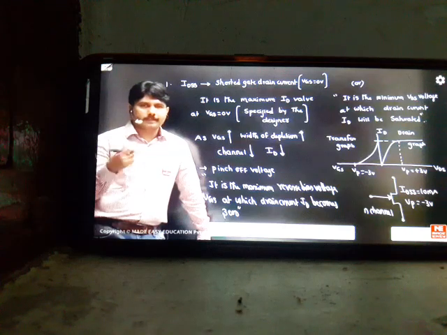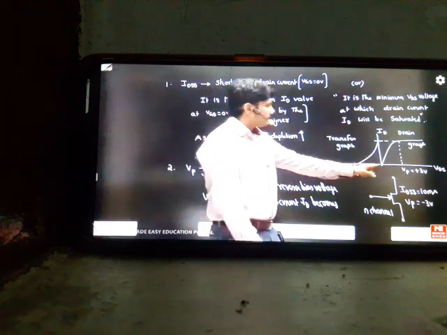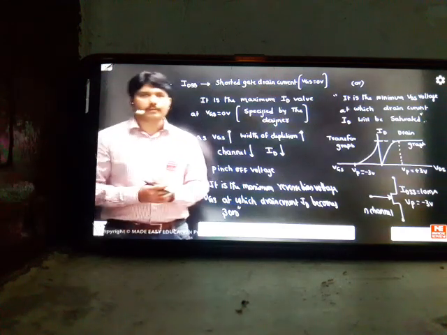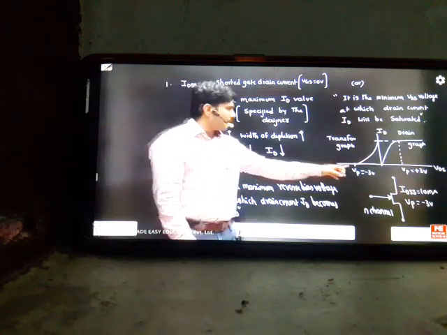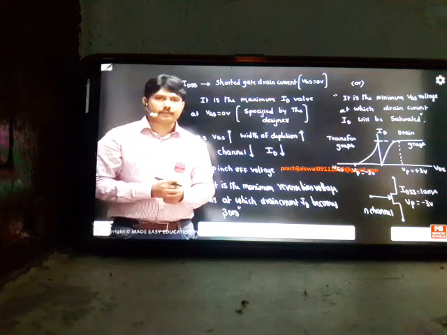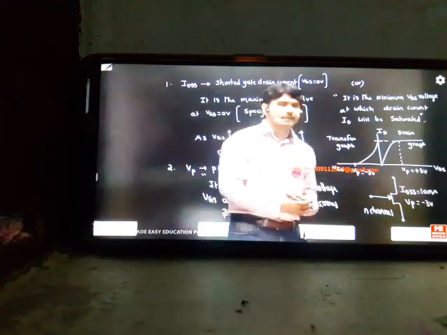Plus 3 he has not given, minus 3 he has given, because at plus 3, how much is the maximum saturated current? He has already given the value, IDSS. Then what is the meaning of talking about pinch off at plus 3? But when you reach minus 3, the current will become 0, that I know. That's why you have to tell at what voltage the switch will get off. That means indirectly, these two are telling about the switch on, switch off conditions.